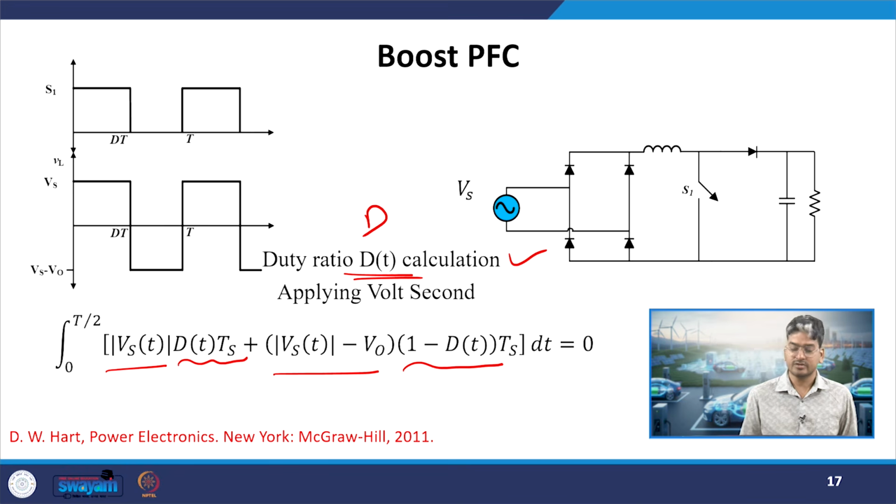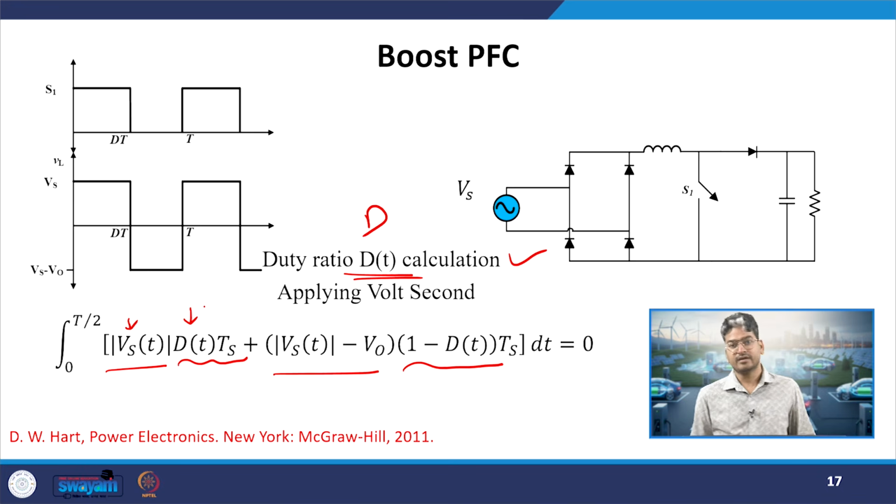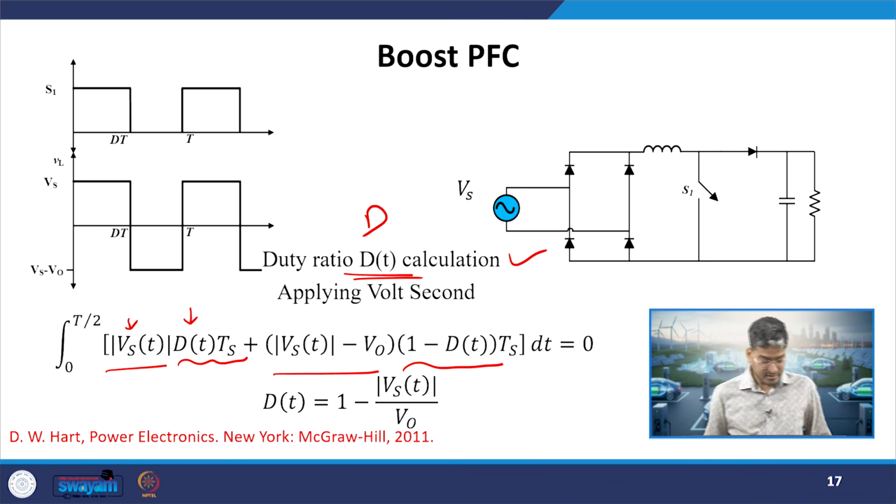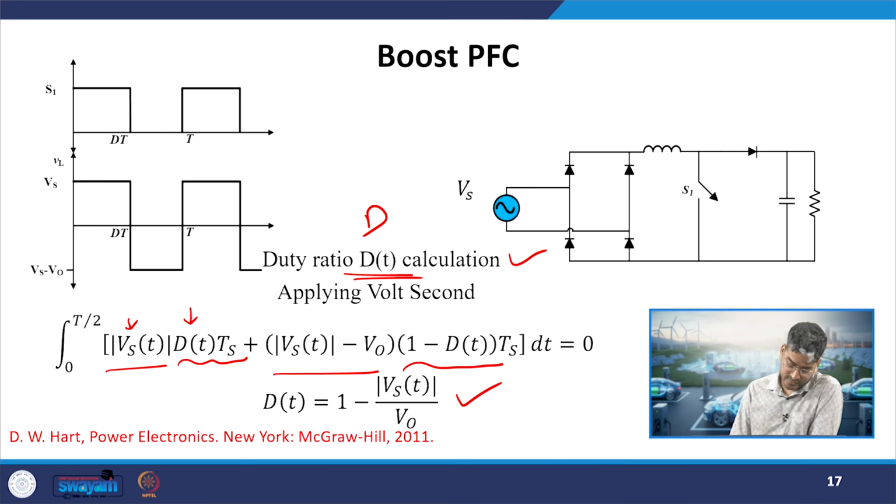Okay, it is the same equation which we have seen for our normal boost converter. The only thing which has changed is that now we have mod of Vs instead of a constant DC voltage, and we have a variable duty ratio instead of a fixed duty ratio as in our previous analysis. So, when I solve this, I will find that the duty ratio will be 1 minus mod Vs by V naught.